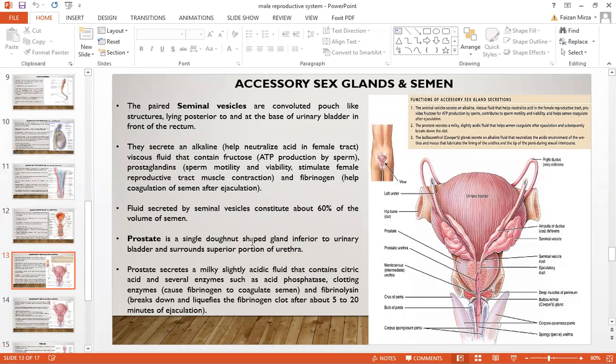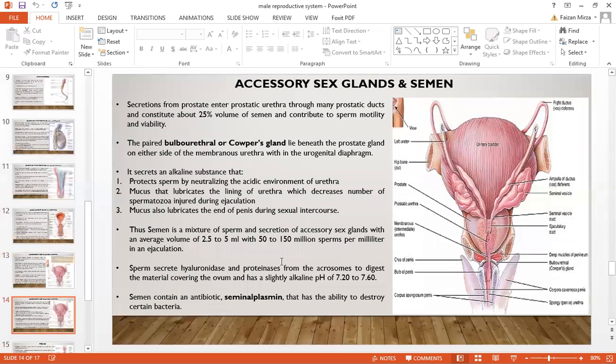The prostate is a single donut-shaped gland. It is inferior to the urinary bladder and surrounds the superior and posterior portion of the urethra. It secretes a slightly milky, acidic fluid and contains citric acid and enzymes such as phosphatase and clotting enzymes that help the fibrinogen coagulate into fibrin, as well as fibrinolysin. Fibrinolysin starts to break down the clotted coagulation. Within 5 to 20 minutes the clot starts to break, and by 30 minutes the semen is almost liquefied again.